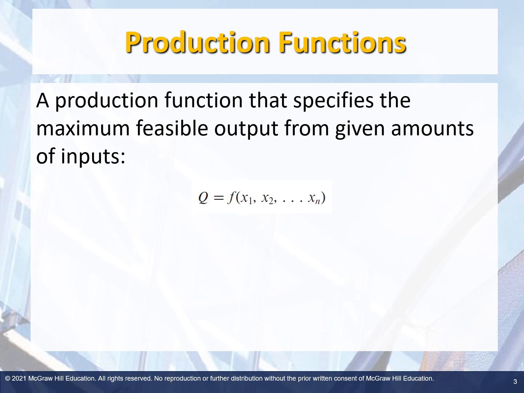Imagine you own a bakery. Your production function might show that with 5 bakers and 10 bags of flour, you can produce 100 cakes. If you increase the number of bakers to 6 and use 12 bags of flour, your production function might show that you can produce 120 cakes. This helps you understand how different combinations of inputs affect your outputs.